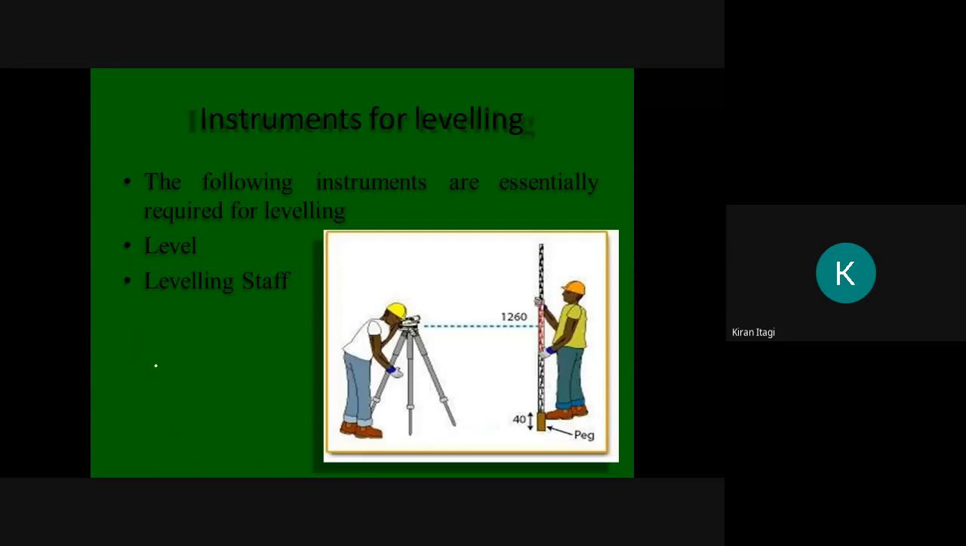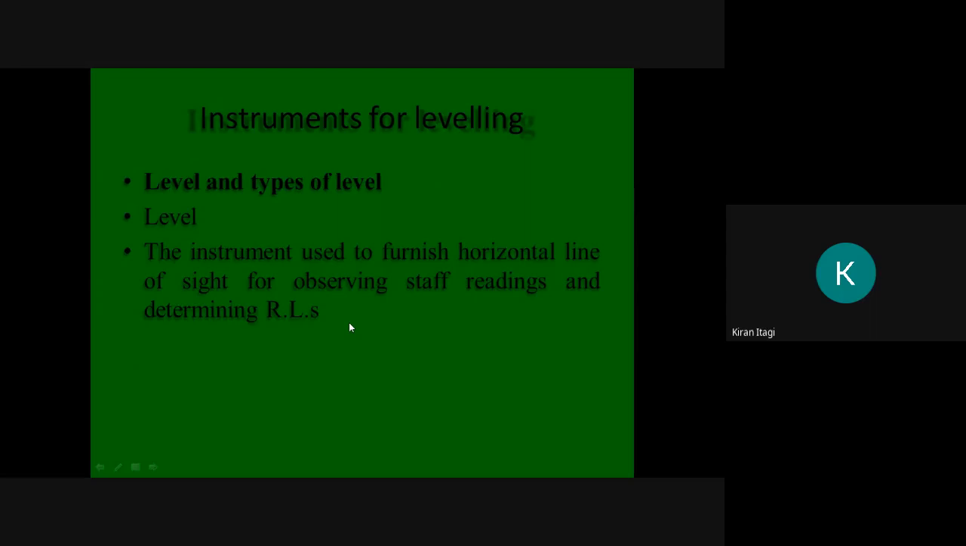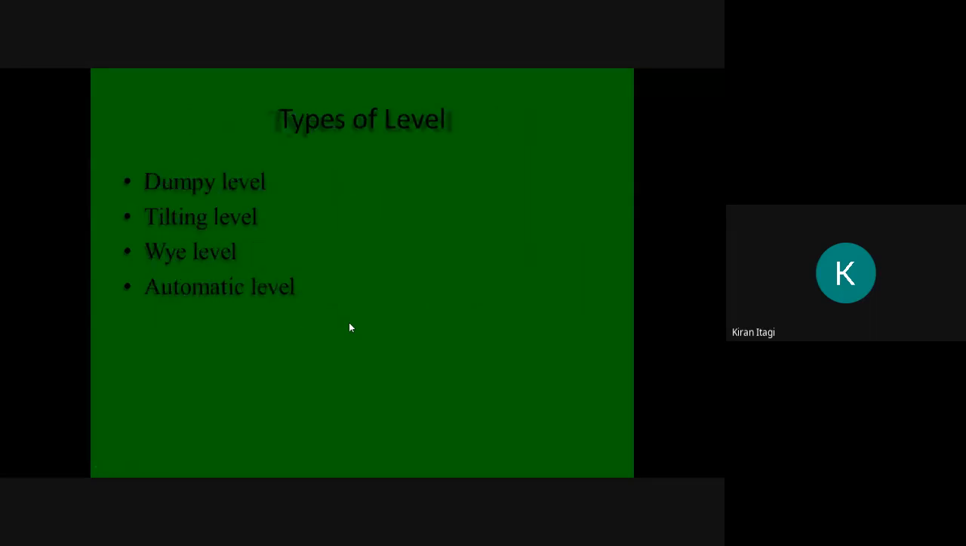Then instruments of leveling. We will use a level and a leveling staff. Either it may be an auto level or a dumpy level. We have two types of levels here, so we will see them one by one. Levels and types of level: dumpy level, tilting level, wye level, and auto level. But these two are most important. We use the dumpy level and auto level day to day.